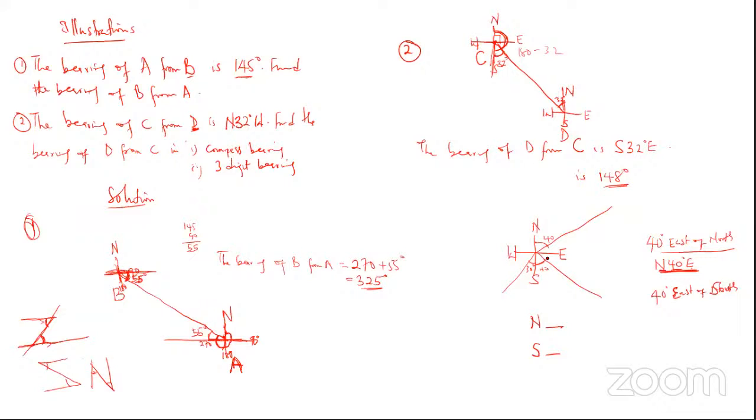Now in this question, they said 32 degrees west of north. So what do we do? It means you measure from the north. If this is north, south, west, and east, you measure 32 degrees towards the west. It means from the north you are starting here, you measure 32 degrees towards this side.